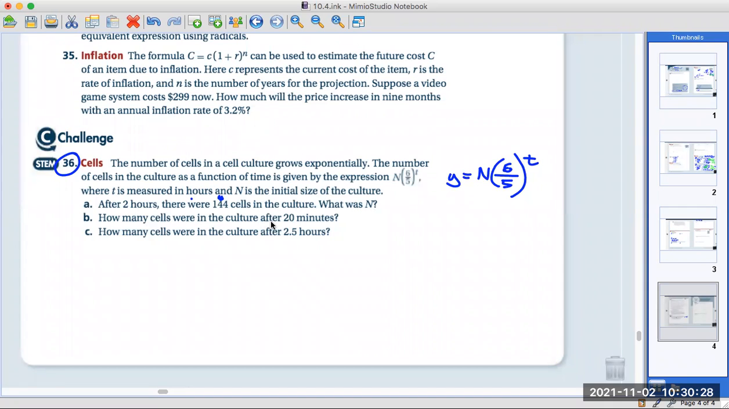How many cells were in the culture in 20 minutes? However, t is measured in hours. You have to review, what are my measurements? Hours. You cannot put in 20 because that means it would be 20 hours. You have to figure out how you can relate 20 minutes and change it to hours. Okay, how many cells were in the culture after 2.5 hours? Now that will match. You can put for t 2.5.